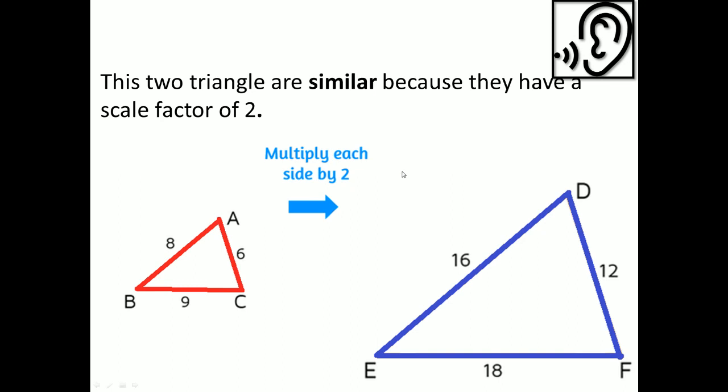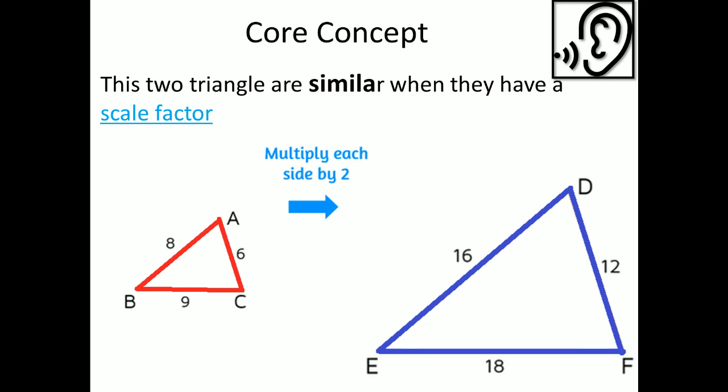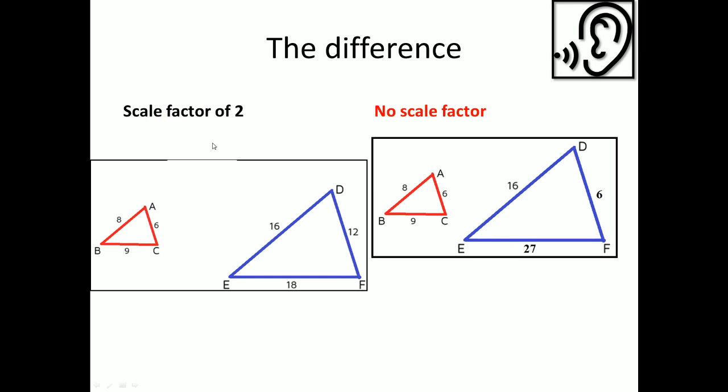So if it's 8, 6, and 9, and it has the units of 16, 12, and 18, we would say they're similar, right? This is a smaller size of this. This is just bigger. How much bigger? By multiplying by 2. Okay? So it's the same shape. So we would say it is similar. Alright. So that was the core concept. The two triangles are similar if they have a scale factor. In this case, I multiply by 2, which is the scale factor. Alright. Let's do the homework now.